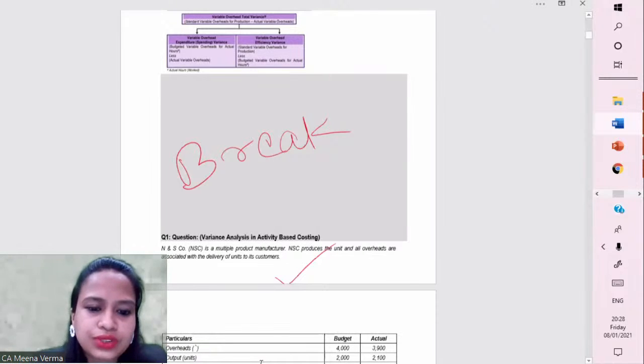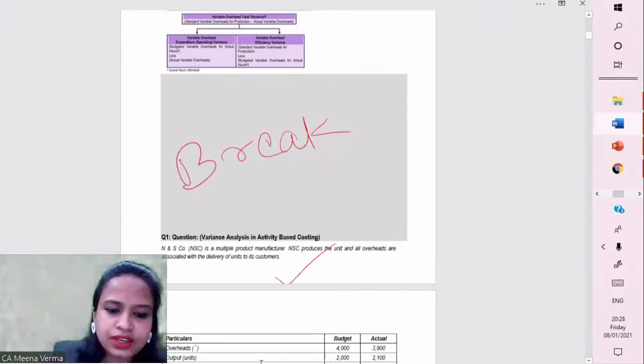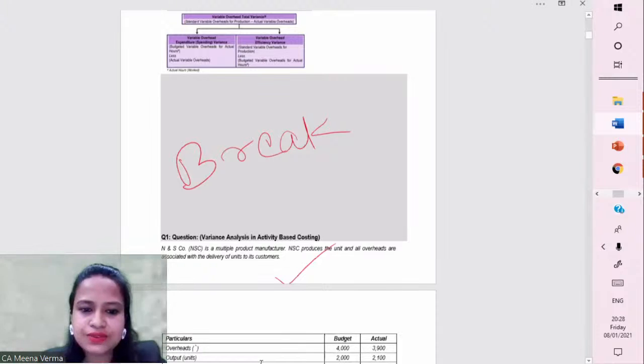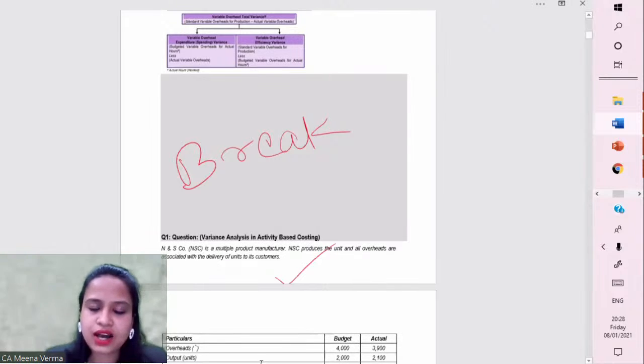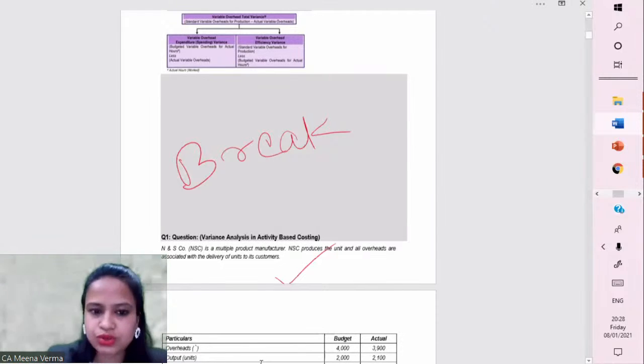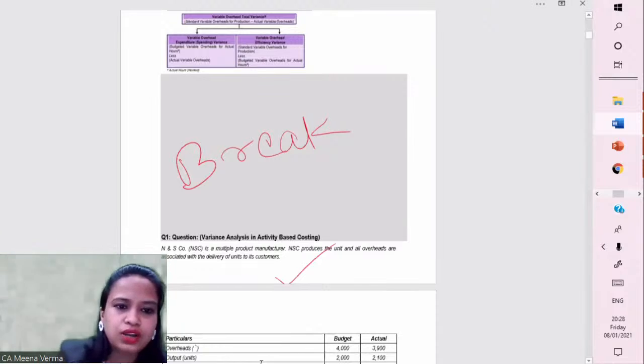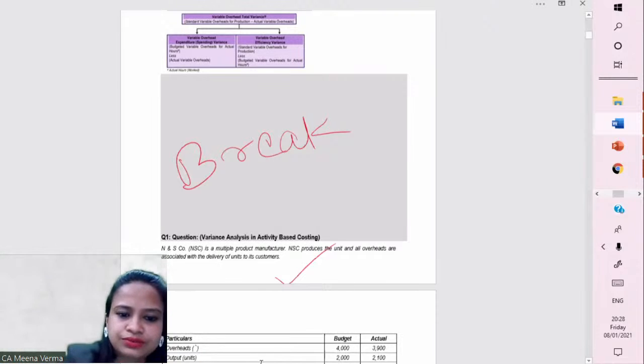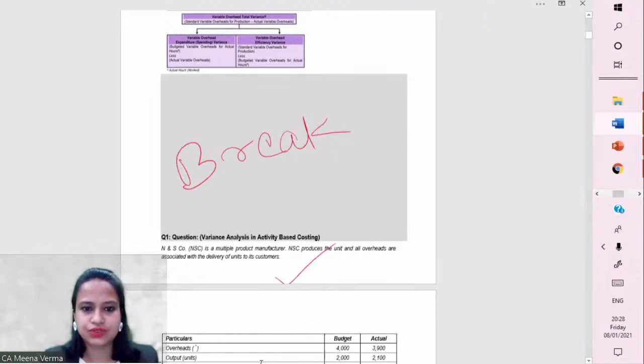The same formula you can use. We have these two formulas. Standard cost for actual activity minus actual cost is the formula for expenditure variance. If they ask you to calculate the expenditure variance, the formula you can use here is standard cost for actual activity minus actual cost. This way you can calculate the expenditure variance.